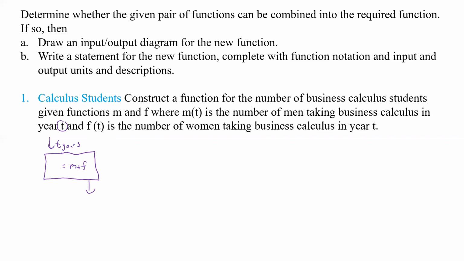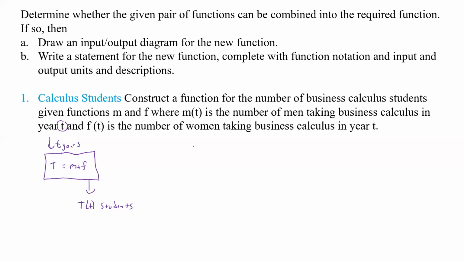How do we want to say that? We want to call that the constructed number of business students. Maybe that's the total number of students. So let's call that, I don't know, T, okay? So we're going to have m of t plus f of t is equal to T of little t. And so what's coming out is T of t students. So we're having some kind of number of students coming out of there.